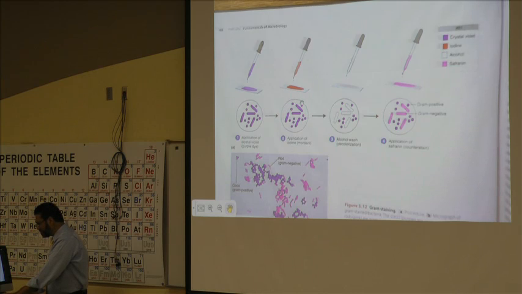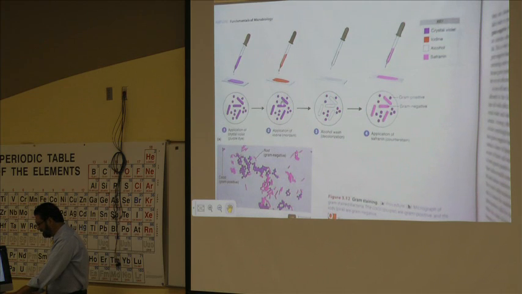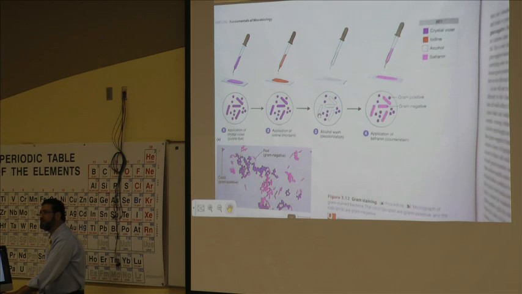After 1 minute, you wash off Gram's iodine and continue. No blotting, no drying. Look what happens here when you rinse your slide with a third reagent. This is the most crucial step of the Gram stain, the decolorization right here, because this is the step that differentiates between the two bacteria. Notice, some bacteria have lost their color. Others are holding on to theirs.